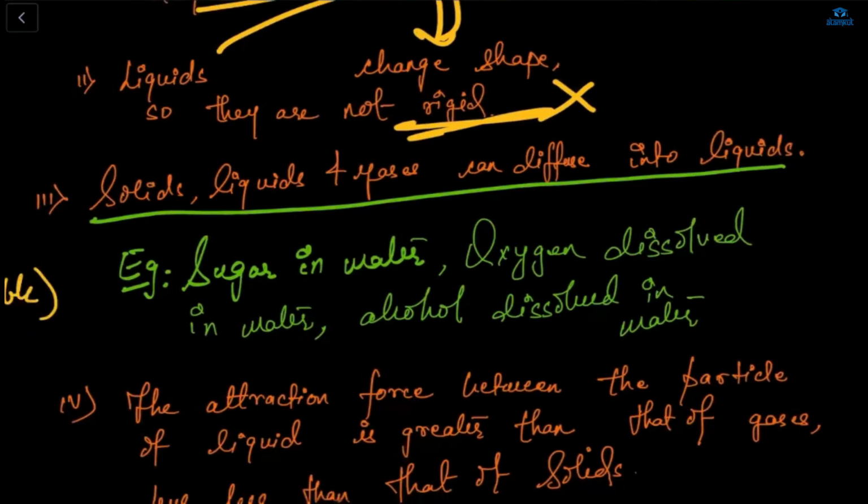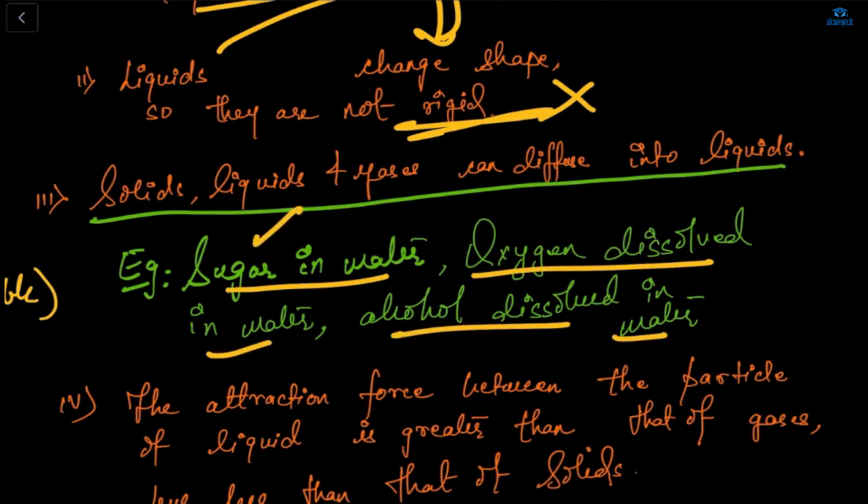They are not rigid. Next, solids, liquids, and gases can diffuse into liquids. For example, sugar in water. Yes, oxygen which is dissolved in water, and the alcohol which is dissolved in water. Sugar is your solid, oxygen is your gas, and alcohol is your liquid. So all these three are dissolved in water.